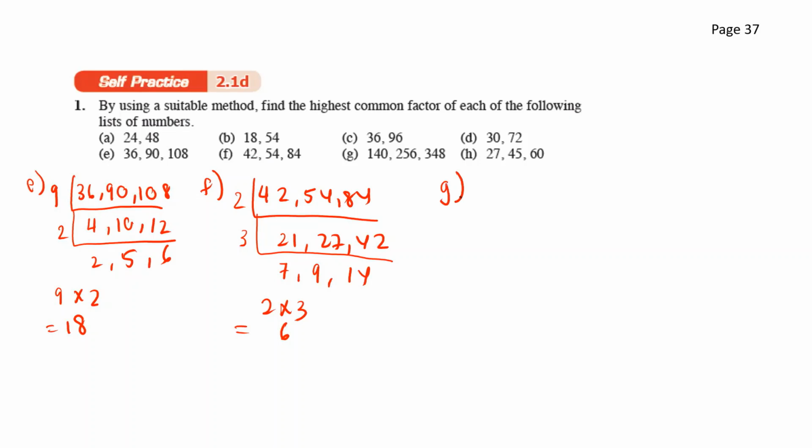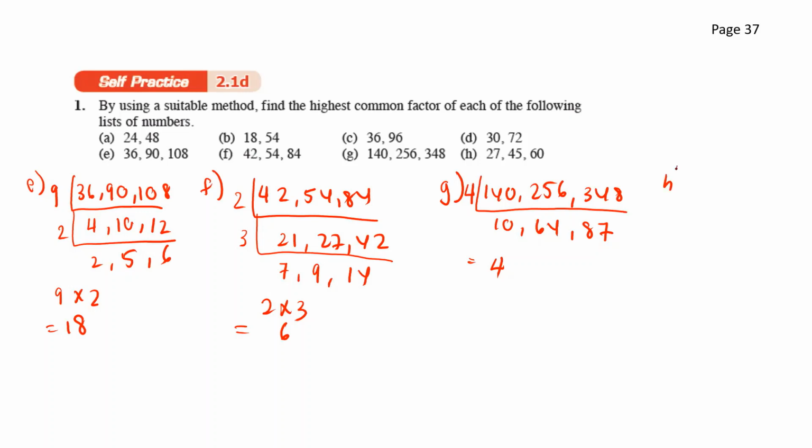Next for G, we have 140, 256 and 348. So dividing all these numbers by 4, we have 10, 64 and 87. So these numbers cannot be divided by a common factor, which means the highest factor here is 4.